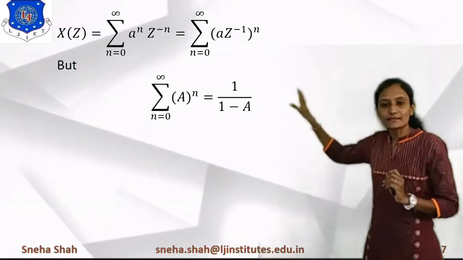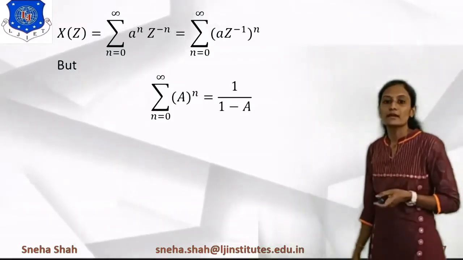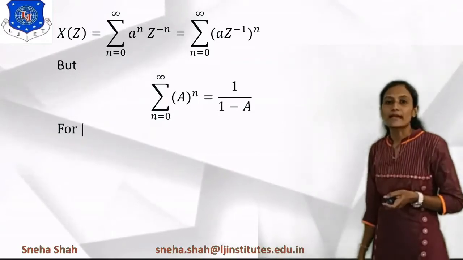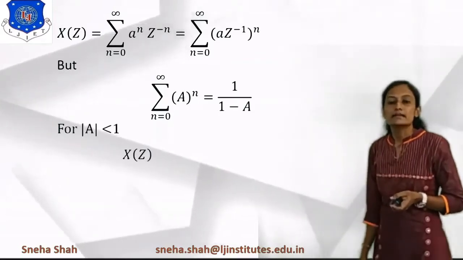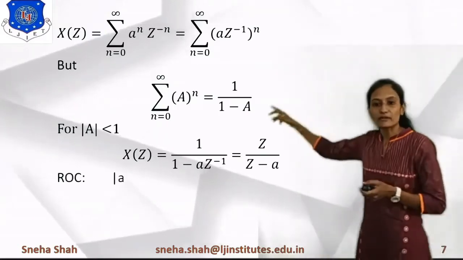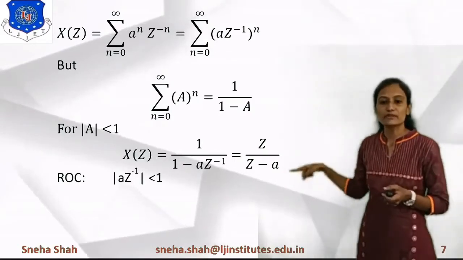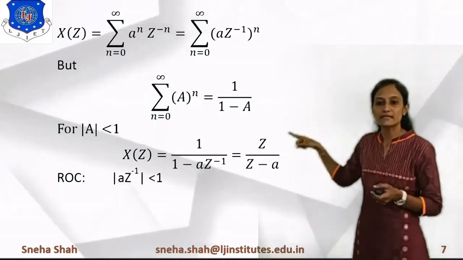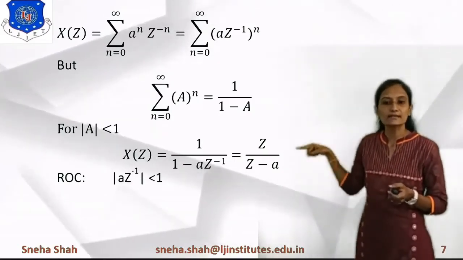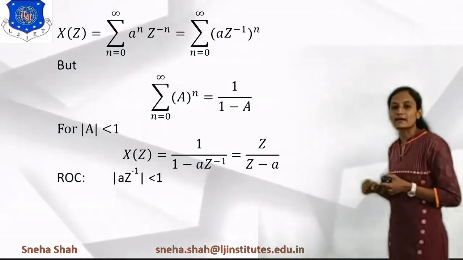So if I am applying this formula in the above equation, then what will be the equation? The equation will be like this: X of z equals 1 upon 1 minus a z inverse, because the value of capital A equals a z inverse, so I am putting this value. Now if I am simplifying 1 upon 1 minus a z inverse, it will give you the answer as z upon z minus a. Now in this, how are you finding the ROC?